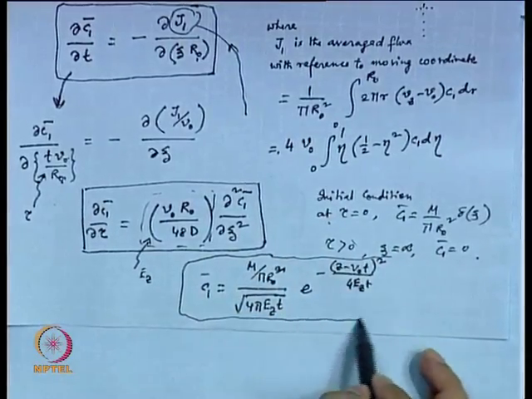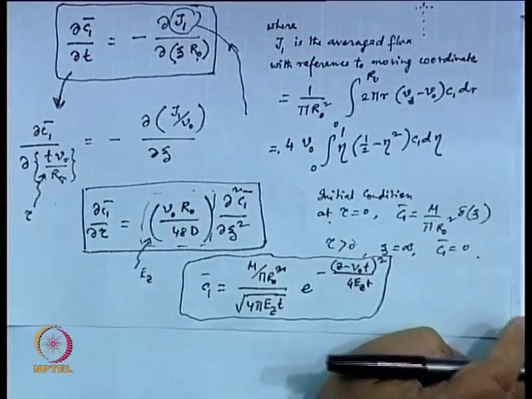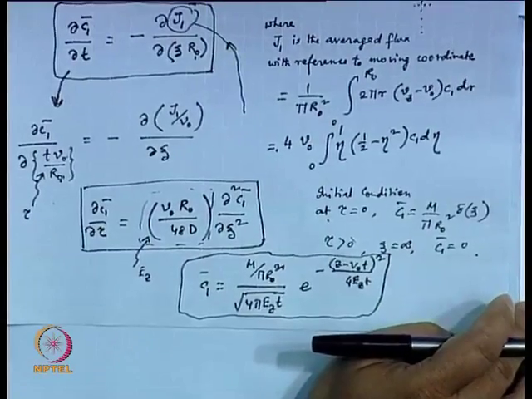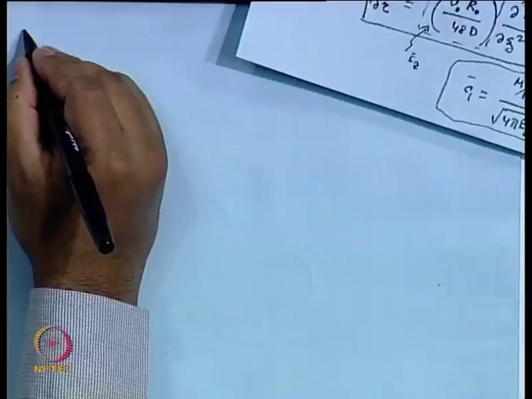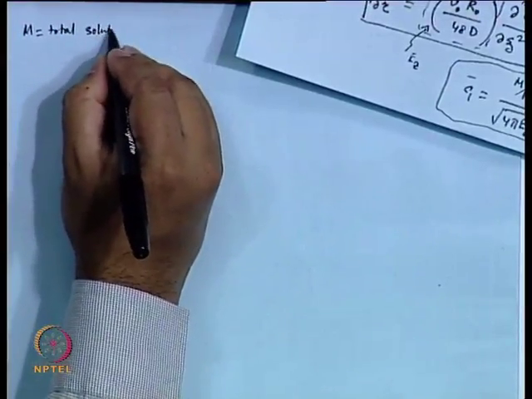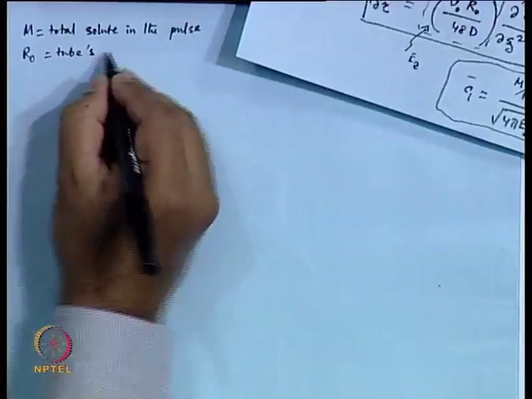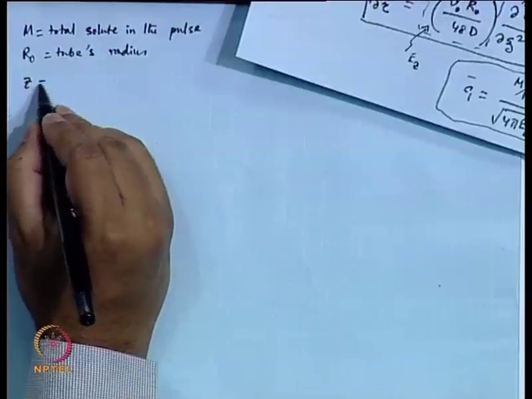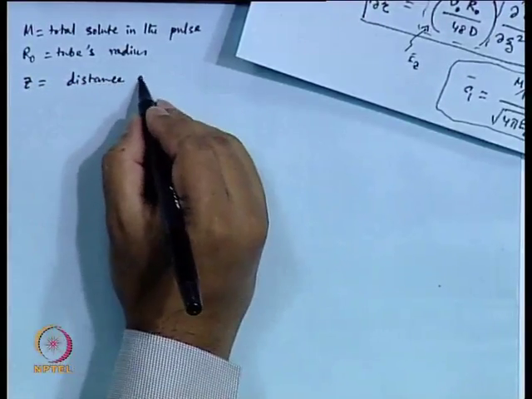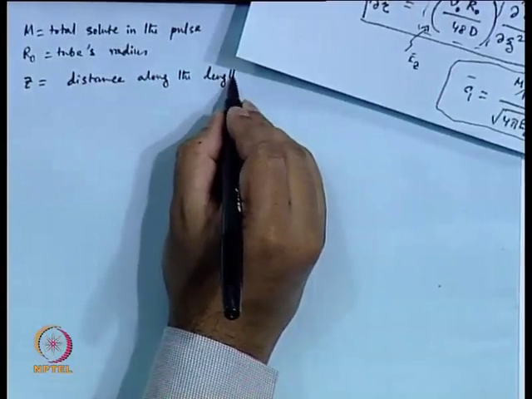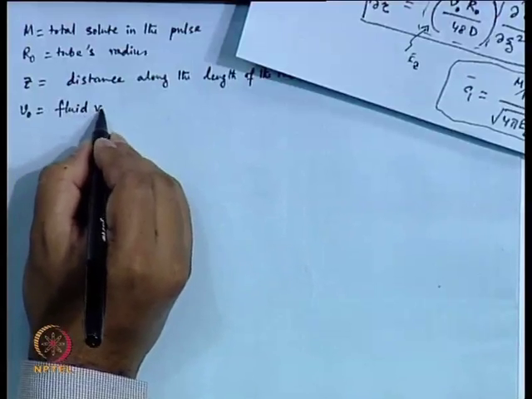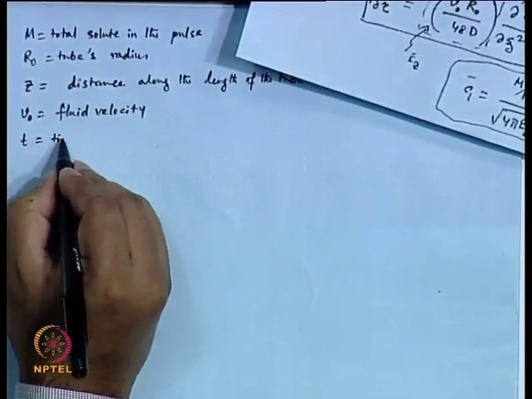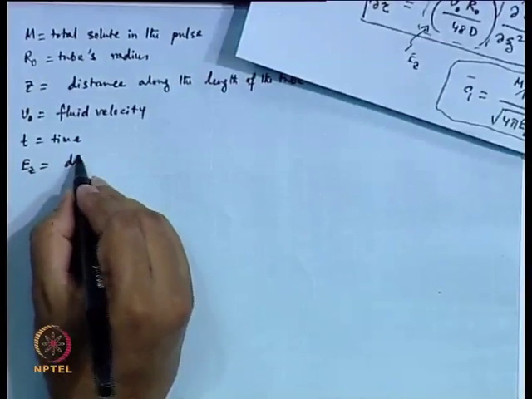We have already seen this expression before, but now at least we have identified the governing equations and the boundary conditions that are leading to this expression. Okay. Once again I point out that for this expression you have m is equal to total solute in the pulse, r 0 is equal to tube's radius, z is equal to distance along the length of the tube, v naught is equal to fluid velocity, t is equal to time, and Ez is equal to dispersion.